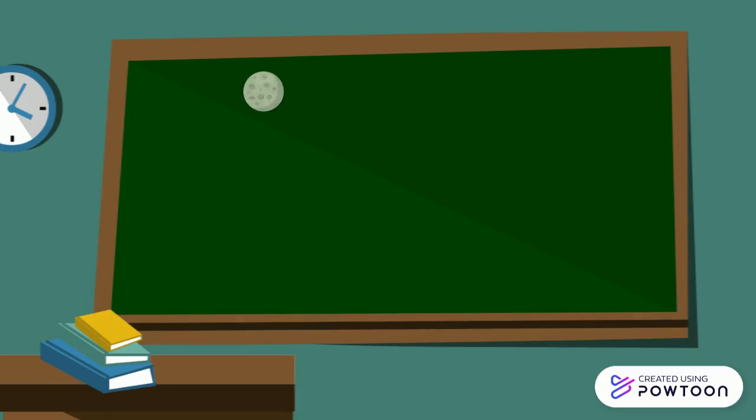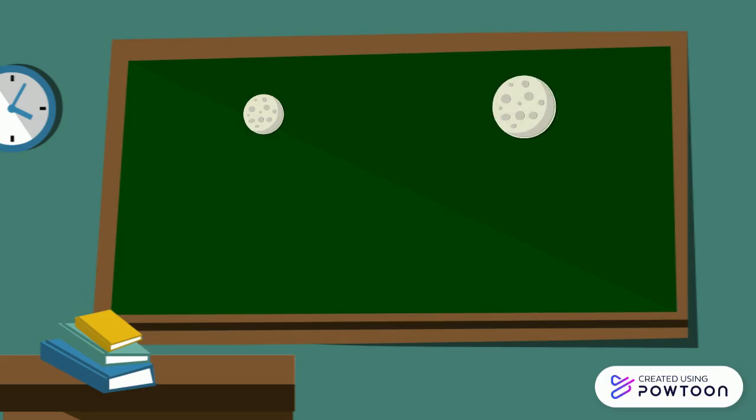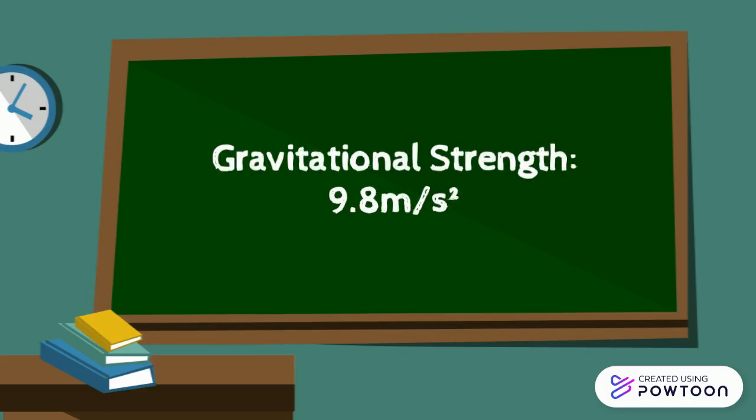Now, think about two rocks being held 5 meters high. One is 2 kilograms and the other one is 5 kilograms. Which do you think will fall first? The answer is none. Both will fall in the same time and at the same rate. This is due to the fact that air resistance is not present in both of these objects, and the time it takes for it to drop is measured using the gravitational strength of the Earth, which has the value of 9.81 meters per second squared.